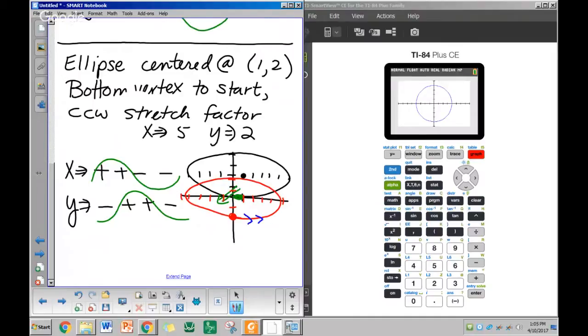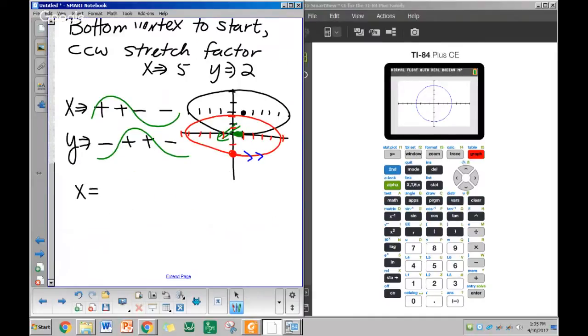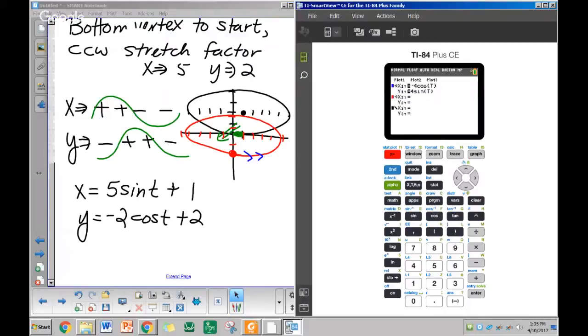So coming up with the parametric equations, I'm going to say x equals, well, I need a positive. So it'll be 5 sine of t plus 1. Good, for my center. And then y will be negative 2 cosine of t plus 2. Yes, so let's see if it works. I like this because it doesn't require much having to think back of those 8 possibilities, right? That helps me a lot.